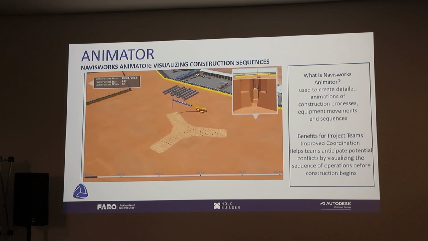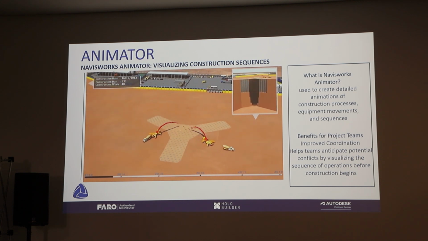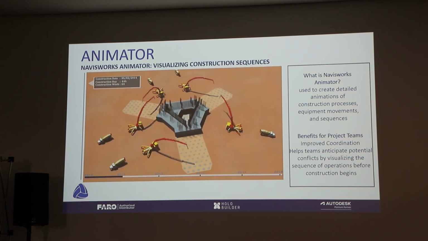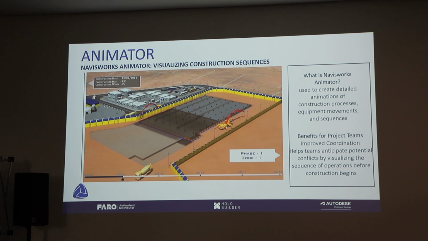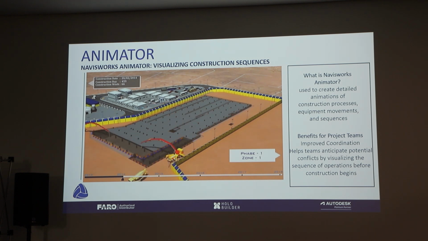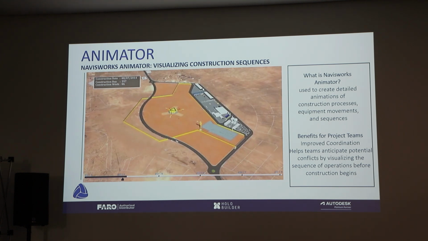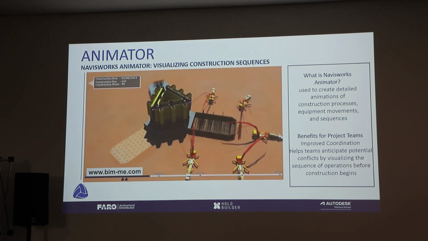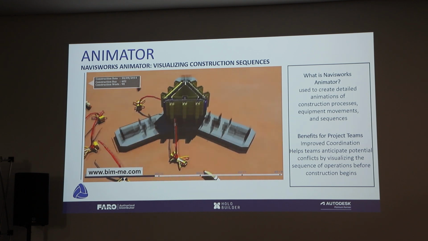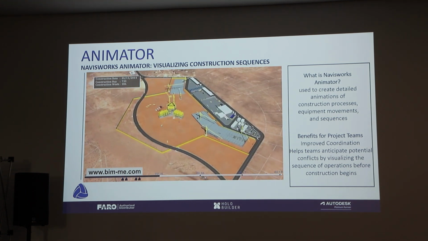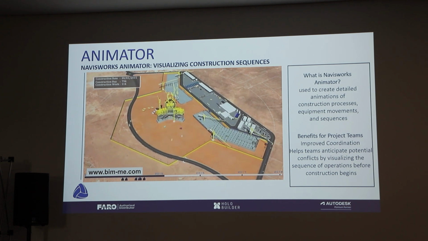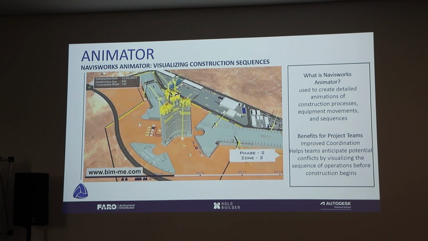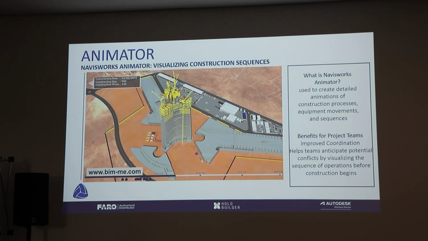So my favorite one is the animator. Navisworks Animator creates detailed animations of construction processes, equipment movements, site setup, sequencing. It allows the team to simulate the construction process within a 3D model space for better planning and visualization. The animator creates camera views where you can walk through your site, walk through your building. You can place your machinery where you need it to be. Your hoarding will be situated where you need it to be before you start the process on site.